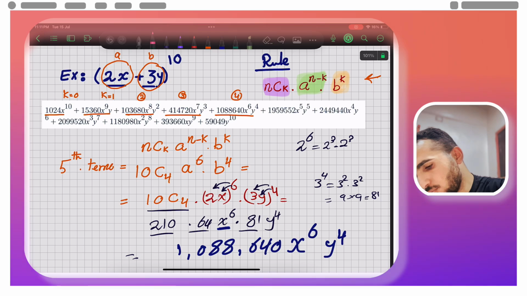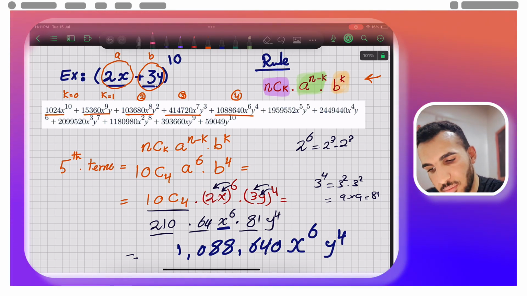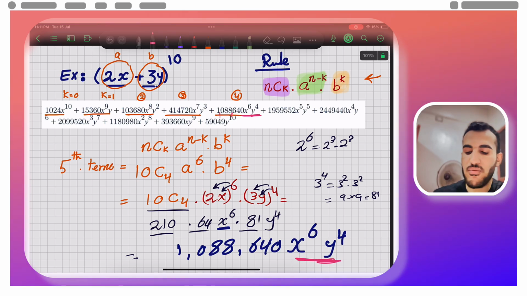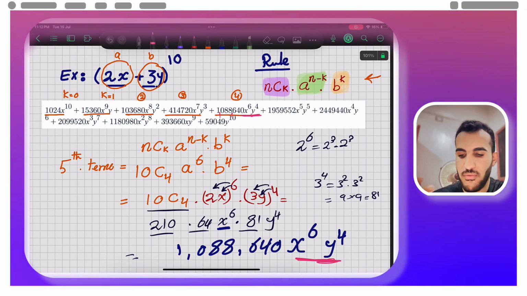And let's compare my answer with the answer above. You're gonna find that y power 4 and x power 6 are the same. And the number is the same, 1,088,640. Okay, in the same way you can find any term. You can find the first term, the last term, the fifth term.